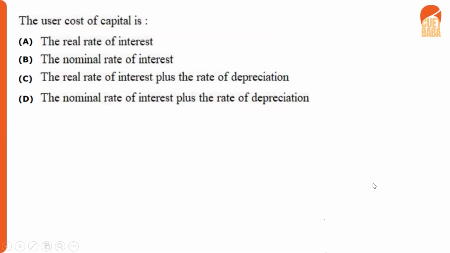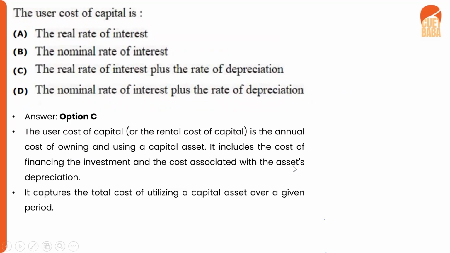Next, we have the user cost of capital. So what does the user cost of capital mean? If we know what a user cost of capital is, then it's easy to identify the option here as well. The user cost of capital is the rental cost of capital. So when we talk about rent, the rate of depreciation would definitely be there.